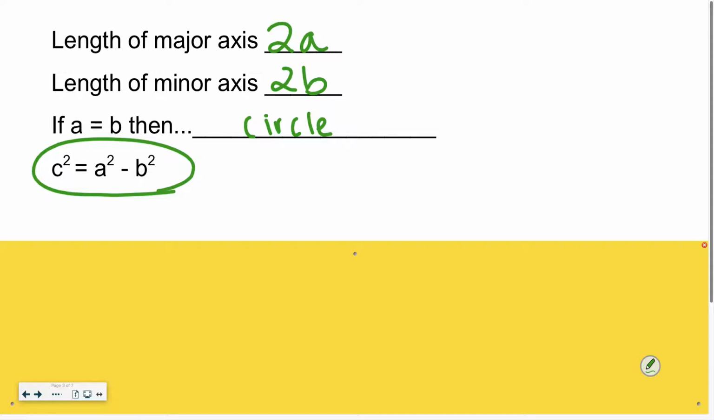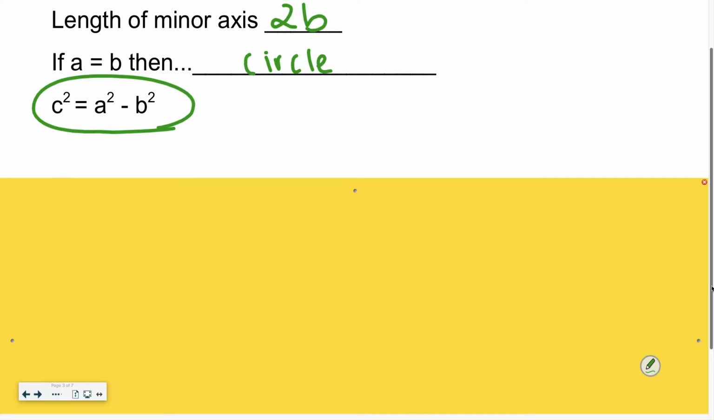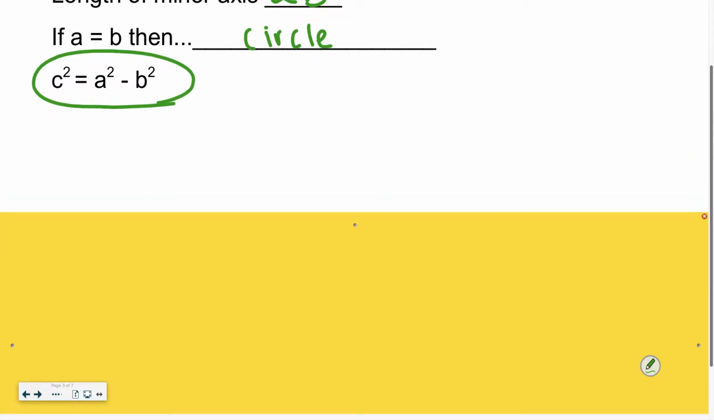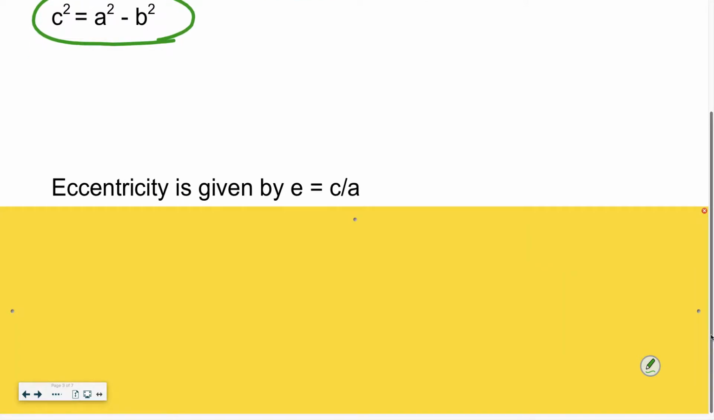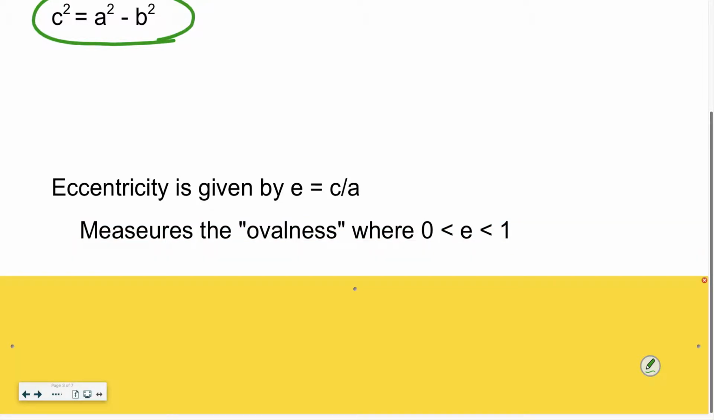Okay. Now, we have one more thing to calculate, and then we'll get to an example. But we have something called eccentricity. And eccentricity is when we take c divided by a. And this is going to measure how oval the circle is, or the oval the ellipse is.